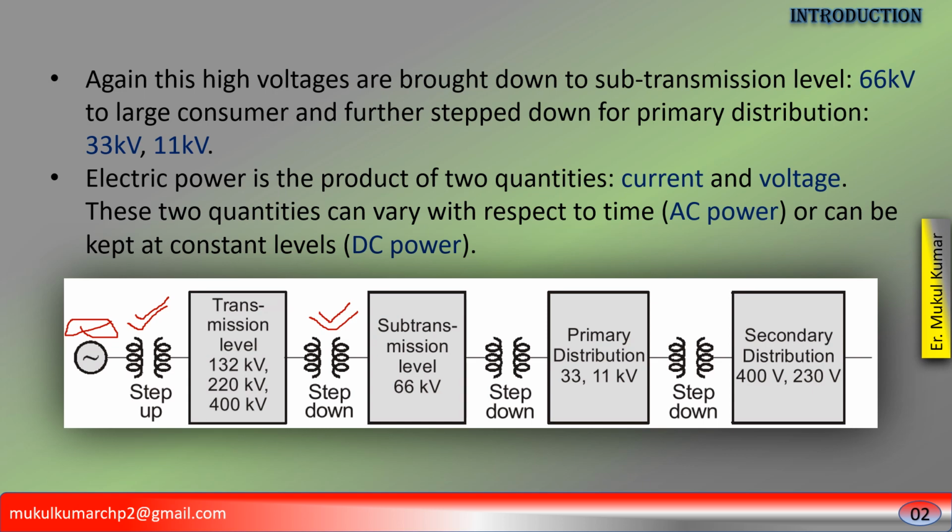Electric power is the product of two quantities, current and voltage. If these two quantities vary with respect to time, it is called AC power, or if they are kept at a constant level, that is called DC power.